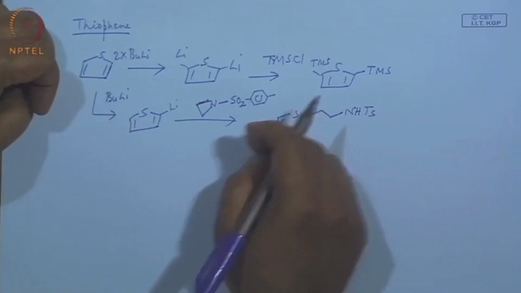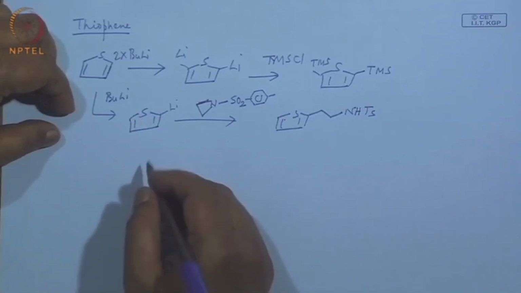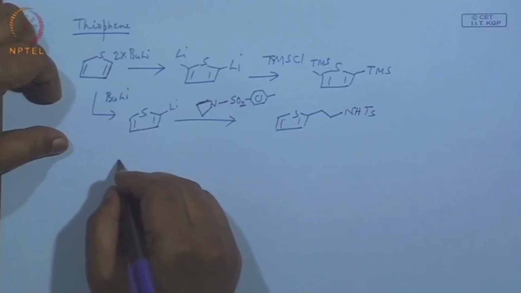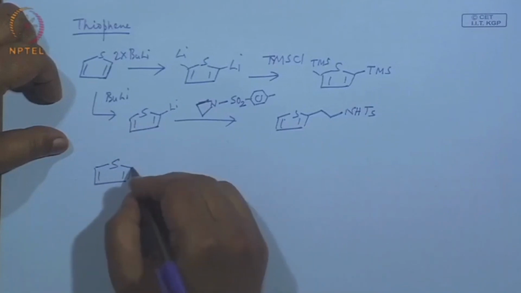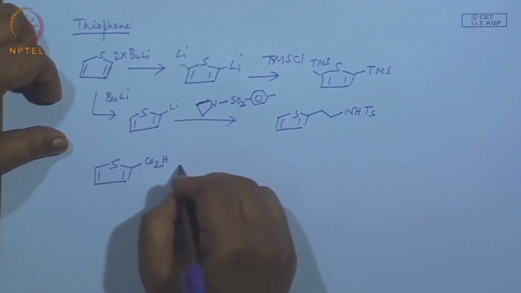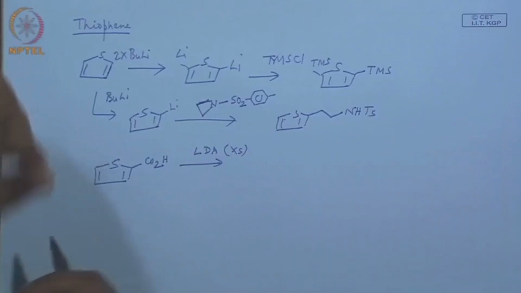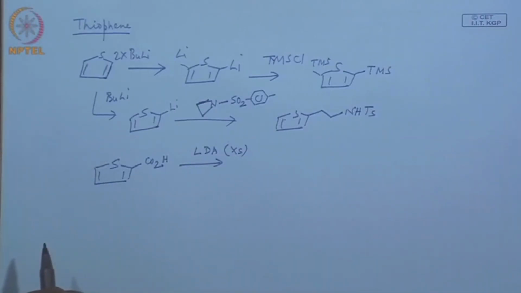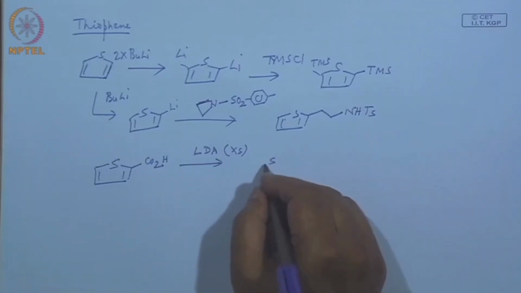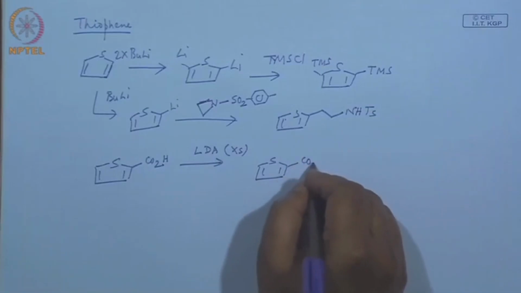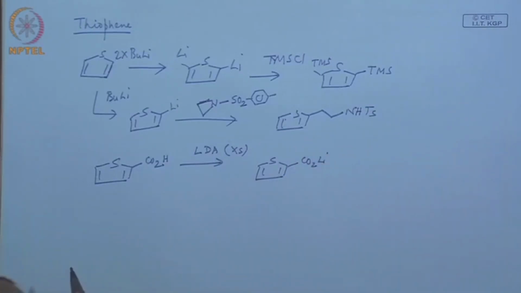One more example I will give you. This is something quite interesting. That means, by changing the reaction conditions, you can also change the reaction products. For example, if you have a thiophene carboxylic acid and use excess of LDA, what do you expect? The first equivalent would deprotonate the carboxylic acid, all of us know. Next one, one, two, three, four, 5 positions.